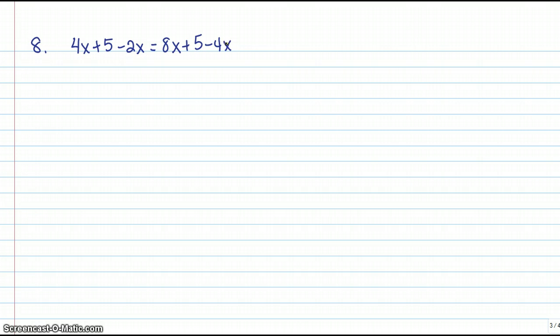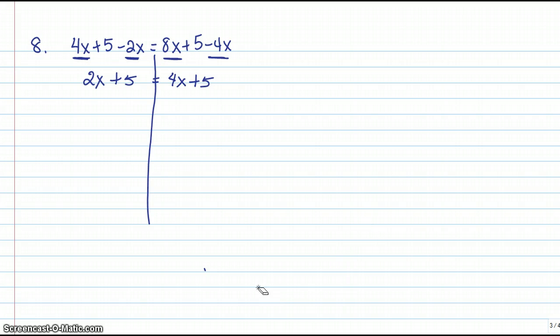I see variables on both sides of the equation. However, if I look just at the left-hand side, I'm going to go ahead and draw my divider here. Just the left-hand side, I see that I need to combine my like terms. 4x minus 2x is 2x, and then plus 5. Same thing on the right. I have 8x minus 4x, that is 4x, and then plus 5.